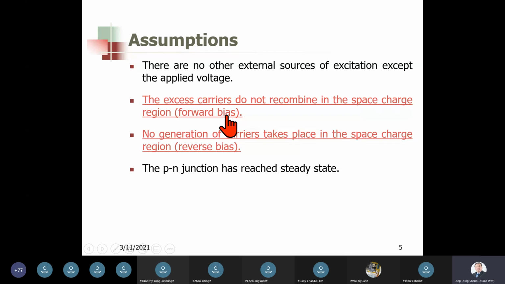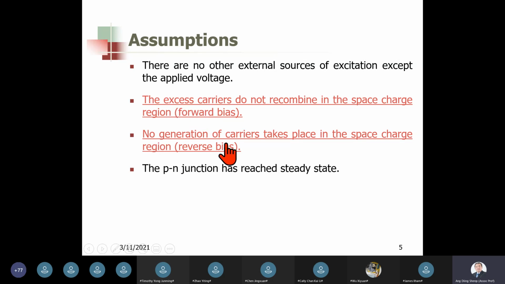Okay, what does this mean? Now, if you recall, under forward bias, we have carrier injection. So what this assumption simply means is that as the electrons and holes are injected across the space charge region, they do not recombine within the space charge region. Recombination only starts when the carriers enter the quasi-neutral P or N region. All right, I will come to this again later on in more detail.